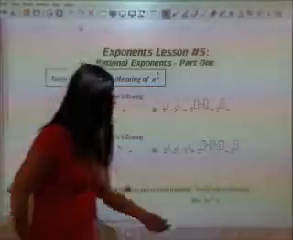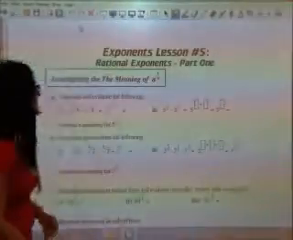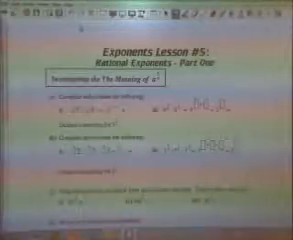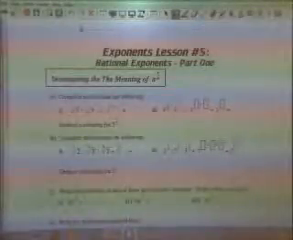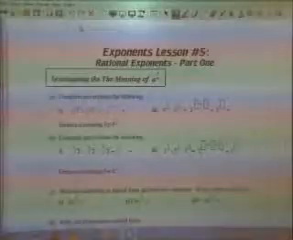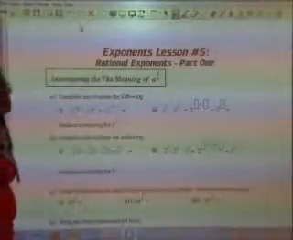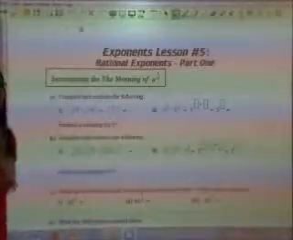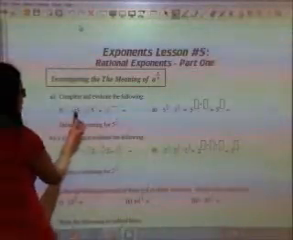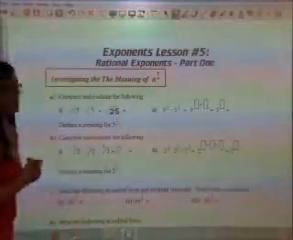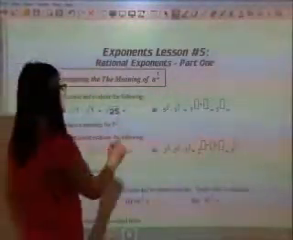So the first thing that we're going to do is look at investigating the meaning of a to the power of 1 over n. So the first question says, complete and evaluate the following. If I take the square root of 5 and I multiply it by the square root of 5, according to the rules that we established earlier on, I can multiply these two numbers, which gives me the square root of 25. The square root of 25 equals 5.